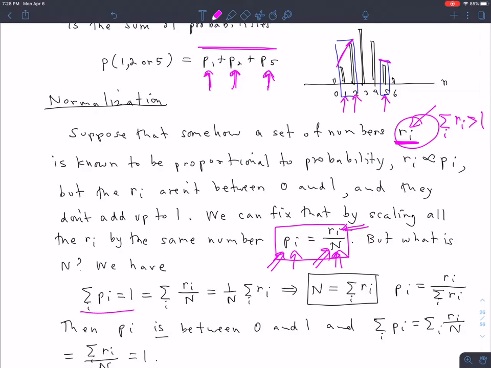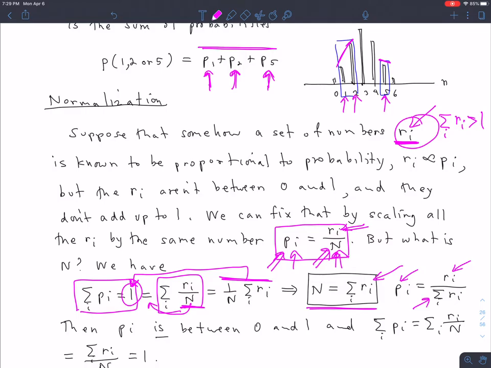So I say, I want all the probabilities to add up to 1. Each of the probabilities is an r sub i divided by this fudge factor. The fudge factor factors out because it's not part of the sum, it doesn't depend on i. And that result has to equal 1 over here. And therefore, n has to just be the sum of all the r sub i's. And now you can see that that's going to work. The probability is now r sub i divided by the sum of all the r sub i's.